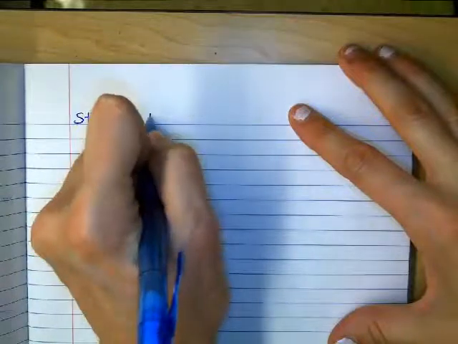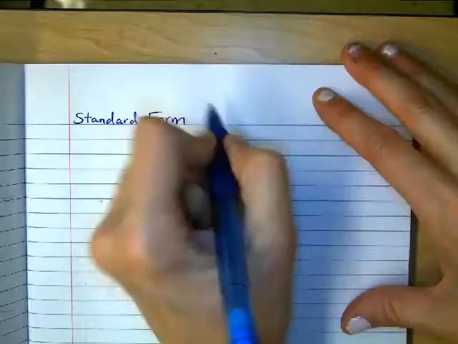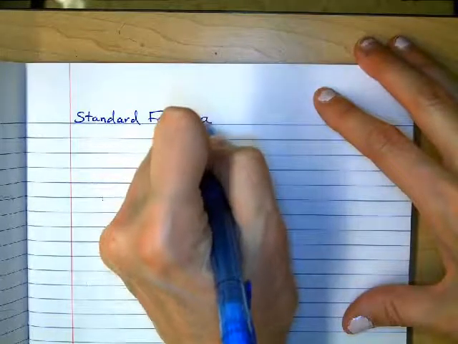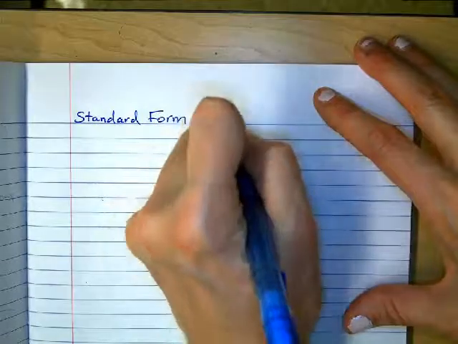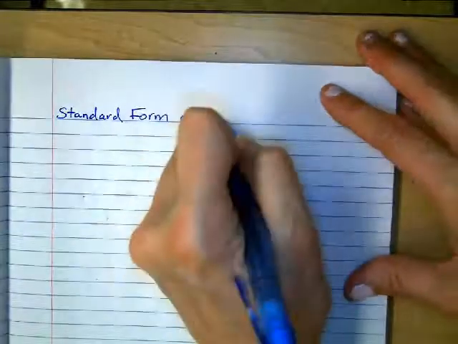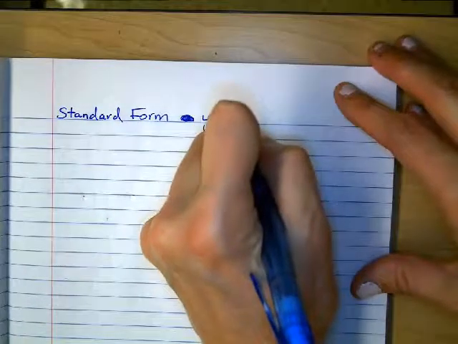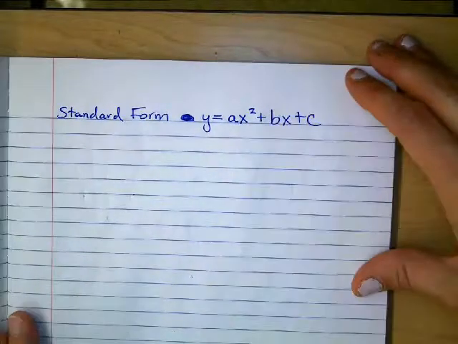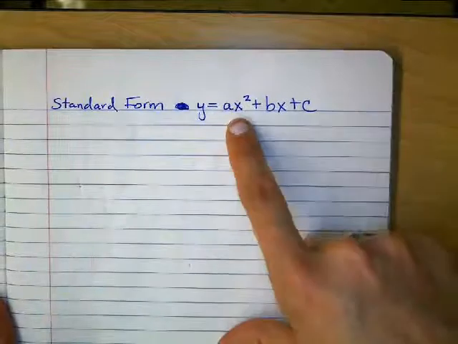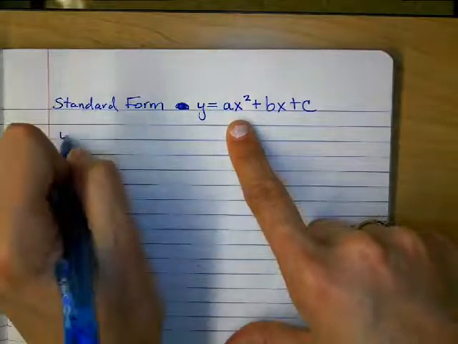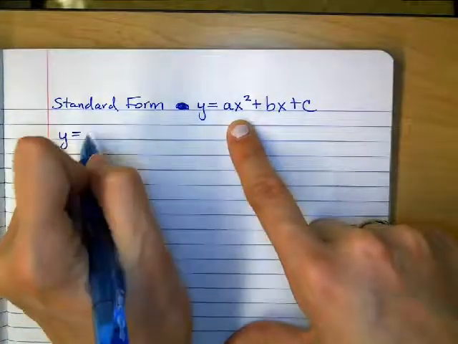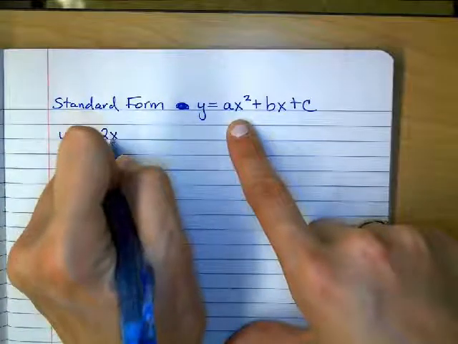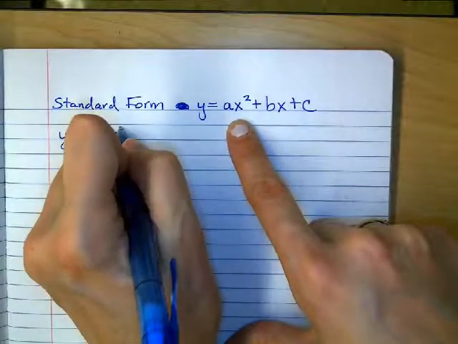Standard form goes well here. I'll put y equals, or f of x equals, ax squared plus bx plus c. This is standard form. You can tell it's not vertex form because it doesn't have parentheses around stuff like the vertex form does.